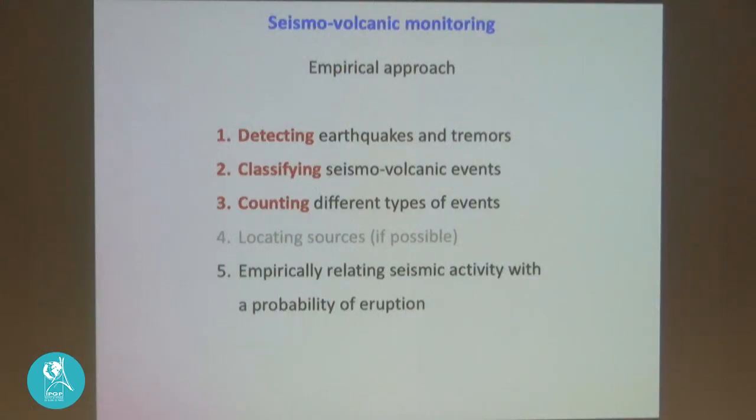Today, I would say in all volcano observatories, what is implemented is an empirical approach. It consists of detecting different types of seismic signals, volcanic earthquakes and tremors, then classifying them into different groups, counting different types of events, locating them if possible, and then establishing some empirical relation between this type of activity and the probability of an eruption occurring.